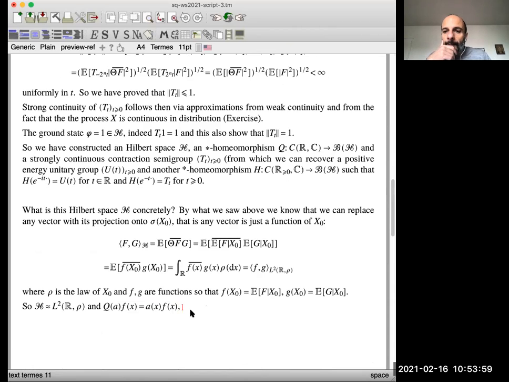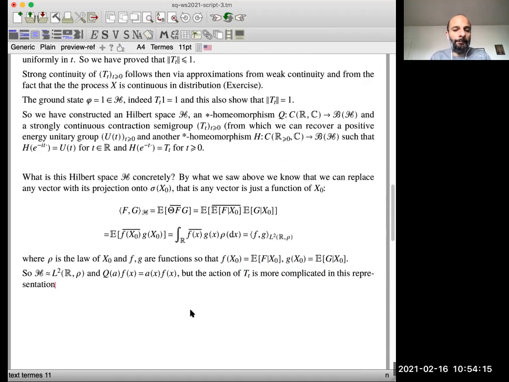What else? What happens to the semigroup? But the action of T is more complicated in this representation, because T was translating the path. Now I'm projecting back to the algebra at time 0. Indeed.